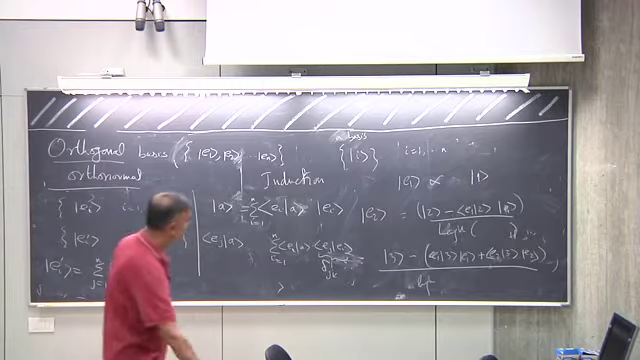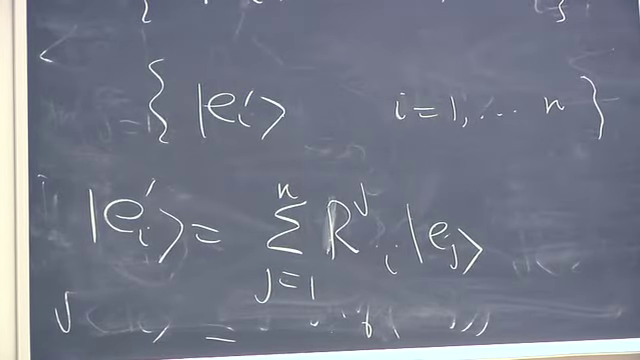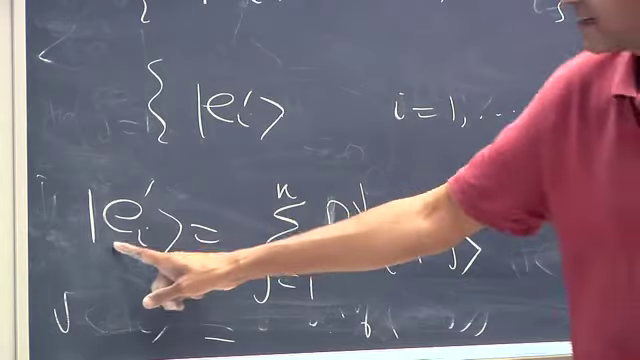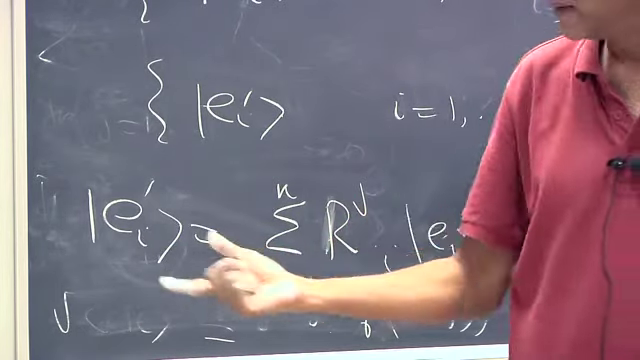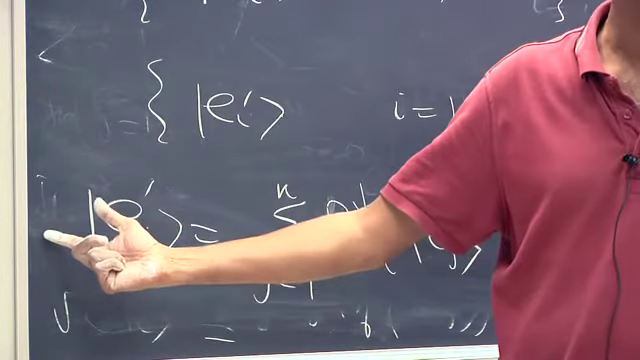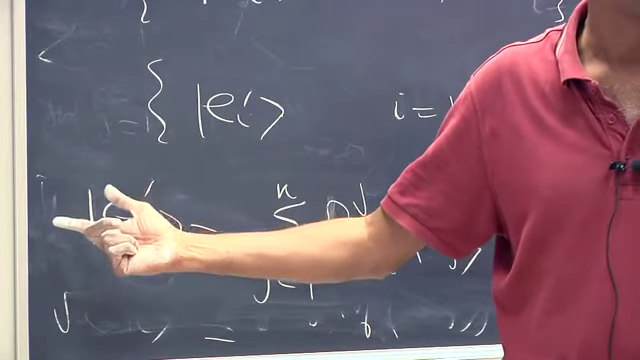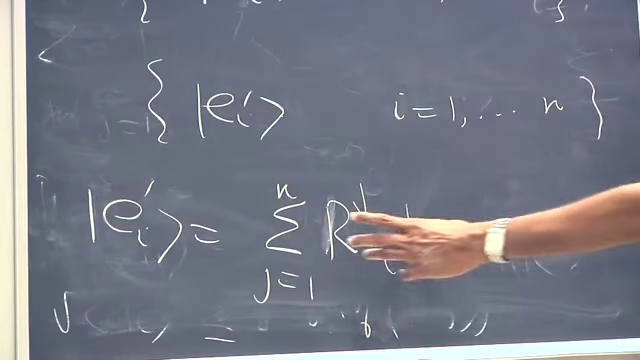So now let us see. You see, this is not an arbitrary basis. We are saying that this is an orthonormal basis, so they must satisfy e_i prime · e_j prime equal to the Kronecker delta. So let us see what that implies on this matrix.